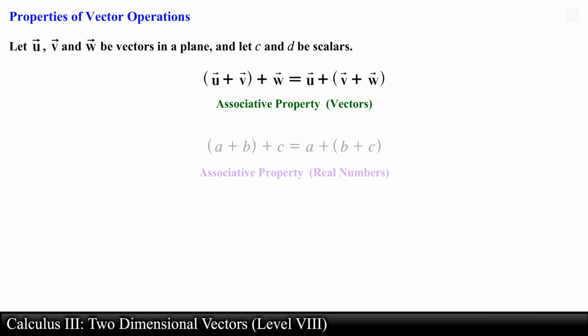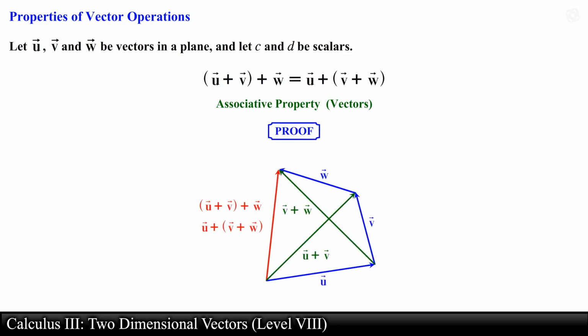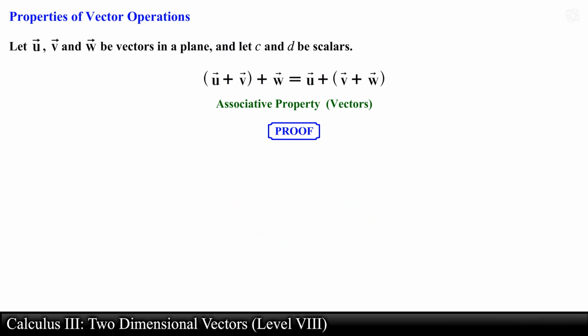Again, this is similar to the associative property of addition for real numbers. We are free to add vectors in any order without affecting the resulting vector. We can geometrically prove this property by using the following diagram. Notice that the sum of vector u and vector v plus vector w yields the same resultant vector when adding vector u plus the sum of vector v and vector w. Alternatively, we can prove it algebraically as follows.